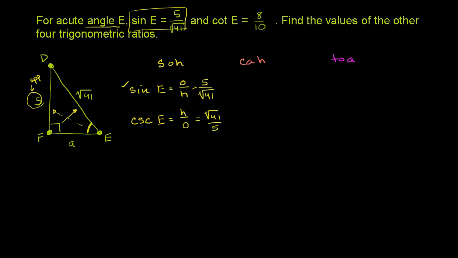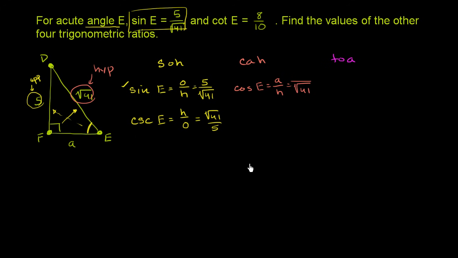Now let's think about the cosine. What is the cosine of E going to be equal to? First think about what the definition is. This CA tells us that cosine of E is equal to the adjacent over the hypotenuse. If we look over here, we know what the hypotenuse is. The hypotenuse is square root of 41.